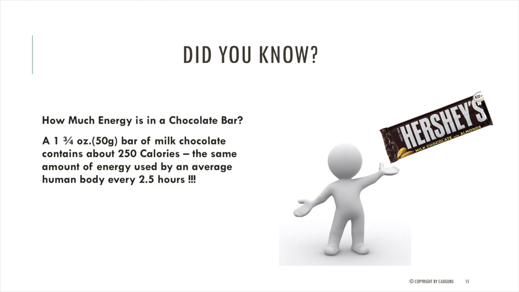Before we end this session, guys, I would love to share a did you know fact. So do you know how much energy is in a chocolate bar? A 1 3/4 ounce bar of milk chocolate contains about 250 calories, the same amount of energy used by an average human body every 2.5 hours. So whenever you eat chocolate, make sure to skip meals.